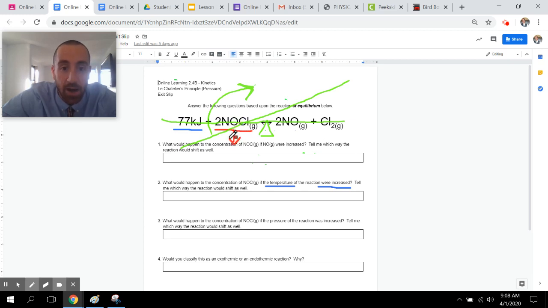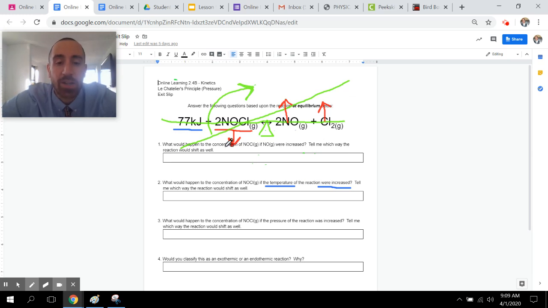So what's going to happen is, as we shift to the right, the concentration of NOCl is going to be decreasing. It's going to be used up to create more of the products. And in this case, the NO and the Cl2 are my products. Those are my concentrations of my products. So if the reaction is shifting to the right, the stuff on the right side of the equation will increase. And if the reaction is shifting away from the left, the stuff on the left is going to decrease.